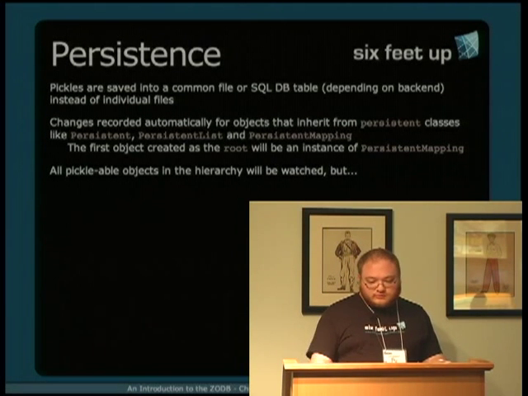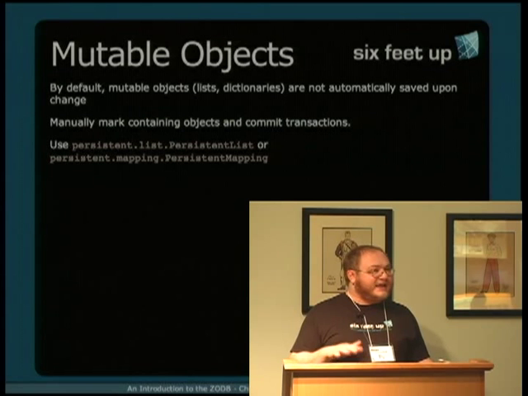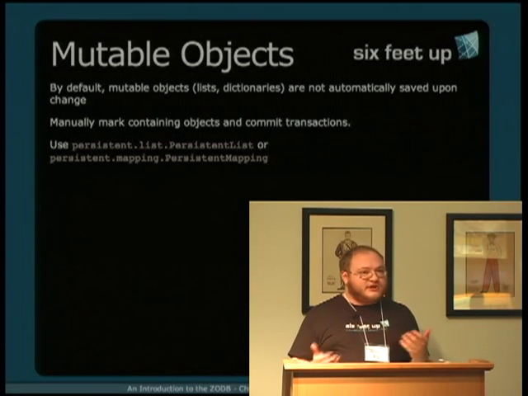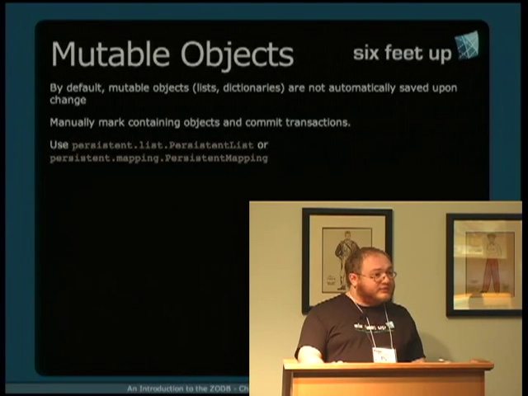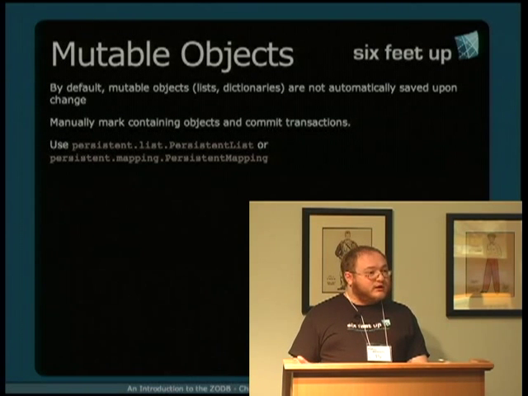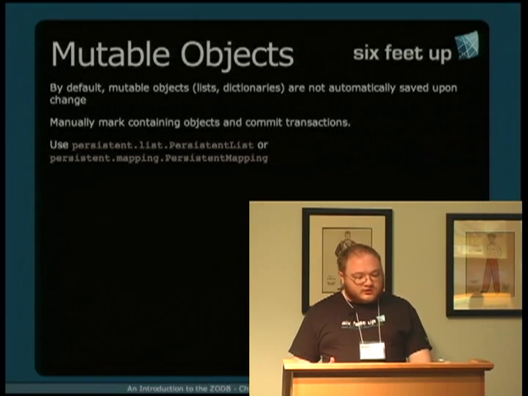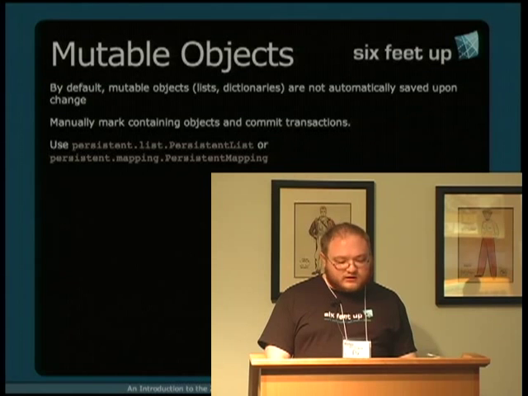But there is an exception. Mutable objects. The ZODB memory management can't easily tell when a mutable object like a list or a dict changes, because by their very nature they change and have values updated all the time. So there's two ways you can handle that. You can either mark the objects that are pointing to the mutable data structures as changed and then commit the transaction, or you can, instead of using a straight list or a straight dictionary, use the persistent list class or the persistent mapping class.